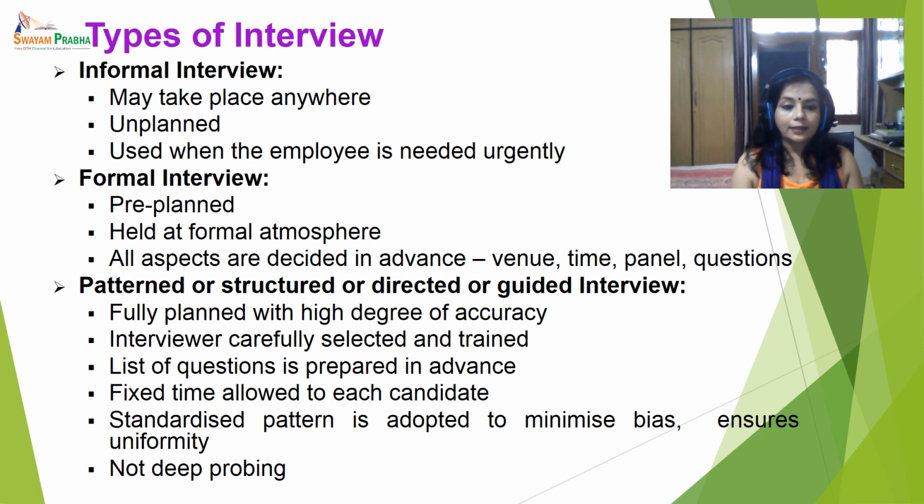Then similar to that is patterned or structured or directed or guided interview. Now here you are fully planned with a high degree of accuracy about every aspect. Interviewers are carefully selected and they are trained well. A list of questions is prepared in advance. Fixed time is allowed to each candidate. That means you are not in a hurry. You are not devoting unequal time to different candidates. A standardized pattern is adopted to minimize bias and ensure uniformity. And also you are not deep probing in case of structured or patterned interview.